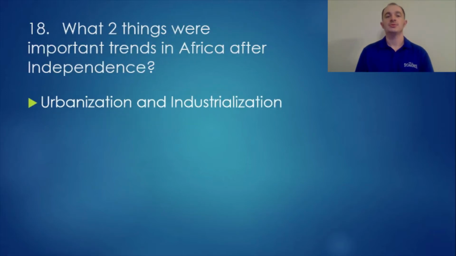Number 18, what two things were important trends in Africa after independence? So that would be urbanization and industrialization. Urbanization is the growth of major or large cities, and industrialization is the growth of industry, factories, and technology. So as technology advanced, more factories were starting to be built in larger cities, where we see more people start to flock to work these factory jobs. And as this happens, it cycles and continues and grows and grows.